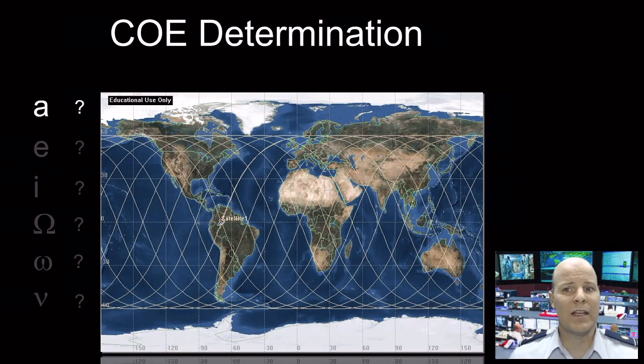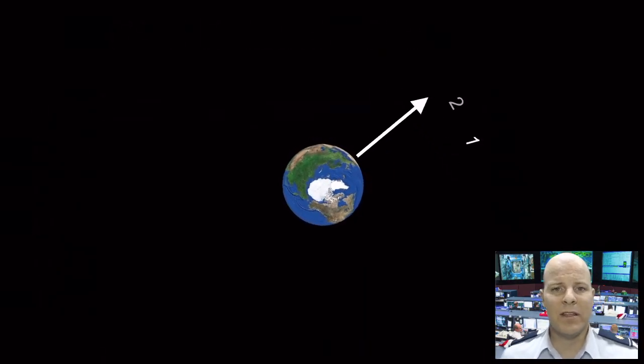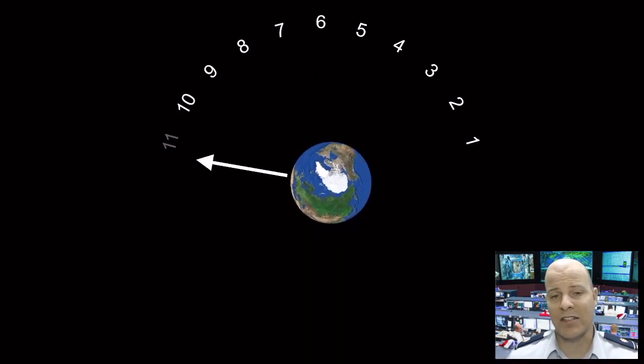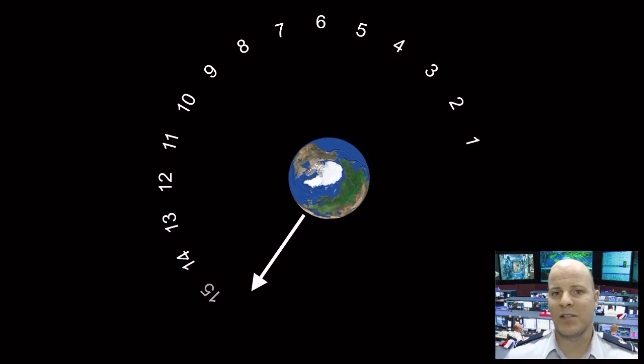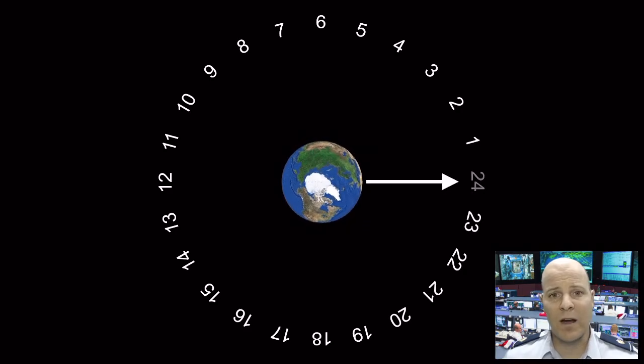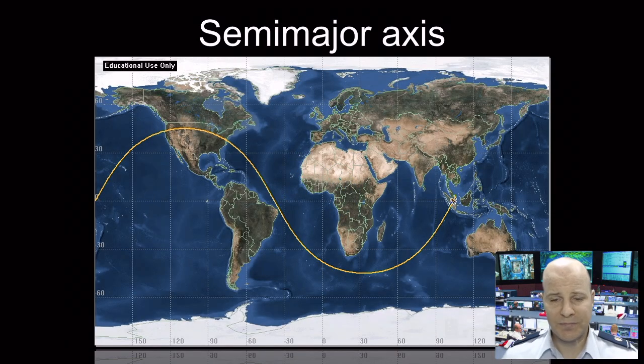So to begin with, we'll look at a. For our semi-major axis, we have to consider that the Earth's rotation rate is actually constant. So in 24 hours, the Earth has spun 360 degrees. We divide 360 by 24, and we get that the Earth turns approximately 15 degrees per hour.